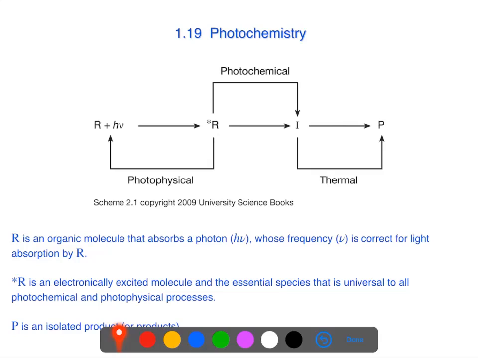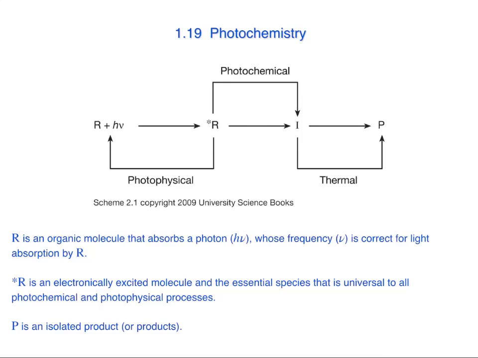Now, in this generic scheme, R, our reactant, is an organic molecule that absorbs a photon, h nu, whose frequency nu is correct for light absorption by R. R star is an electronically excited molecule and the essential species that is universal to all photochemical and photophysical processes. And finally, P is an isolated product or products.